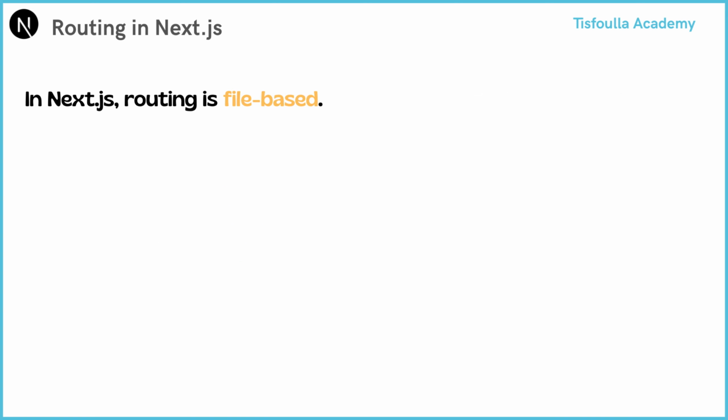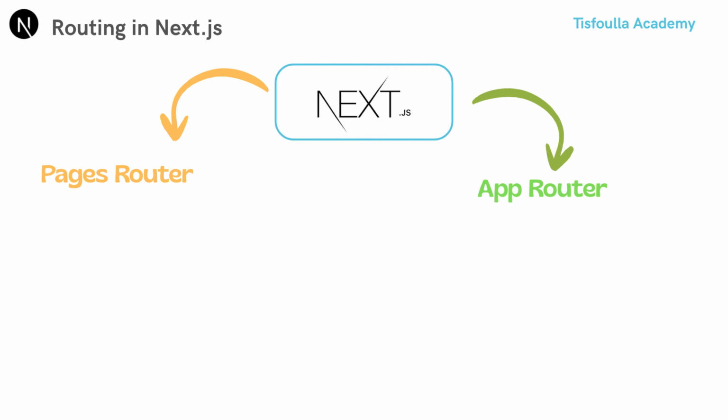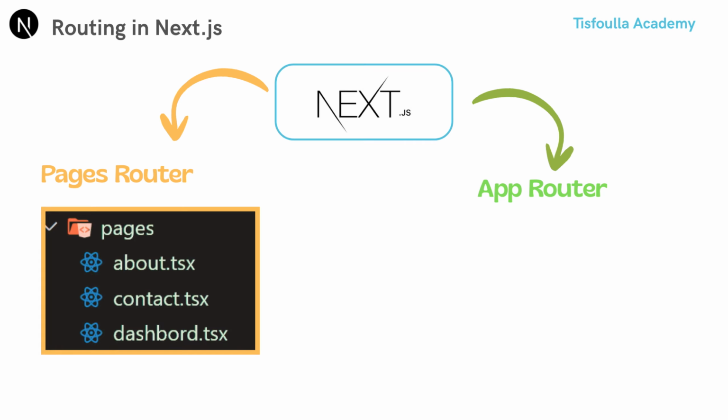In Next.js, routing is file-based. This means the file and folder structure inside your project automatically defines the routes. No need for an external routing library. Next.js actually gives us two ways to handle routing. The first one is the pages router, which is the older system. It works inside the pages folder, and here each file directly represents a route. For example, if you create a file called about.js inside the pages folder, it automatically becomes available at /about.